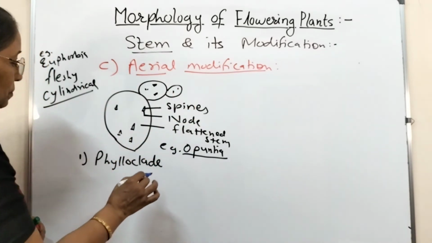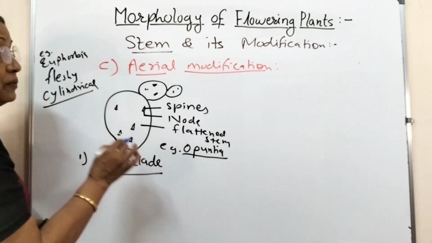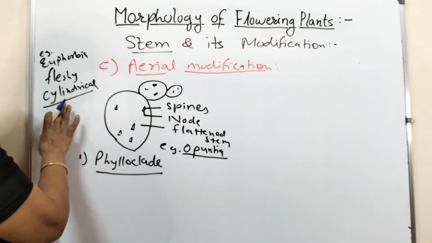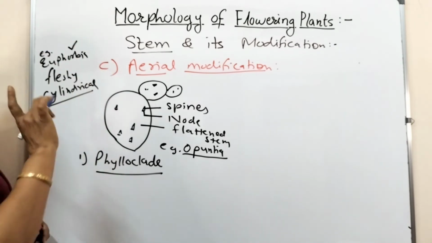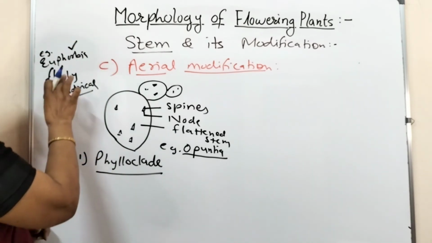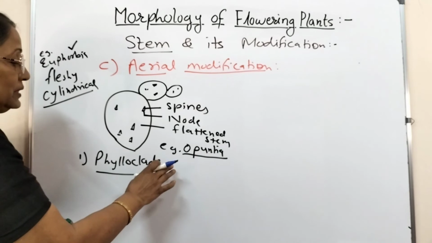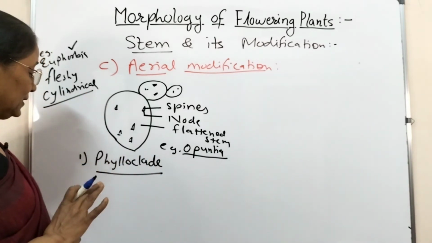This is the structure of opuntia. This is phylloclade which is found in desert plants. This euphorbia example is there in your NCERT, remember. This is cylindrical and this opuntia, the stem is flattened.